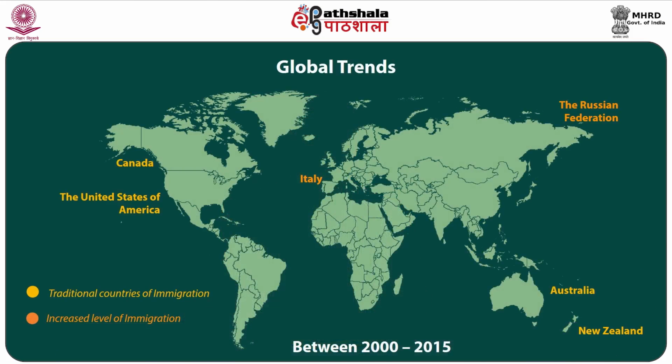Countries that gained population from positive net migration between 2000 and 2010 and between 2010 and 2015 were the traditional countries of immigration, and these include Australia, Canada, New Zealand and the United States of America. This list of countries that gained population from positive net migration also includes a few countries that started to experience increasing levels of immigration between 2000 and 2010, and these include Italy and the Russian Federation.